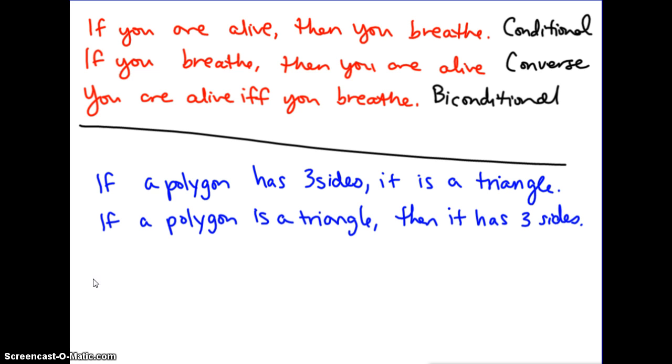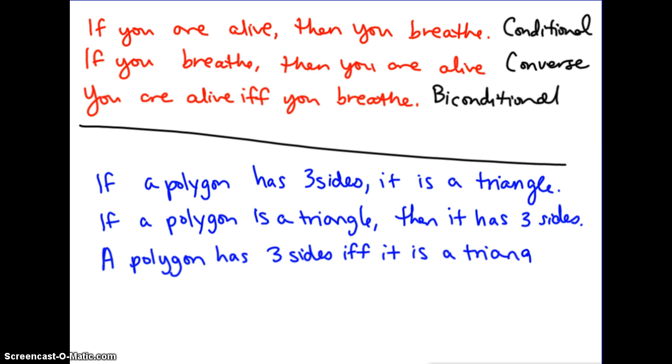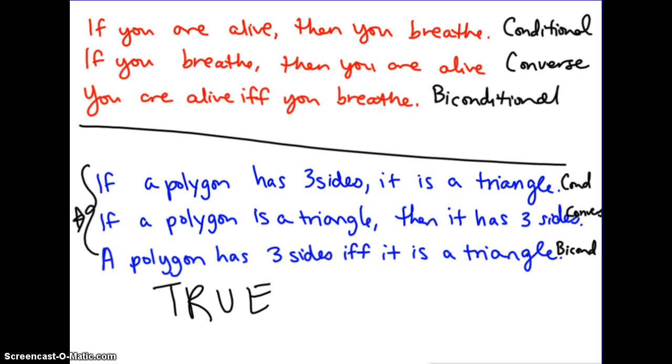So the biconditional statement has to be true, so we write, a polygon, oops, forgot my Y. A polygon has 3 sides if and only if it is a triangle. Alright, so my conditional, my converse, and the biconditional, these are all true because the converse and the conditional are also true.